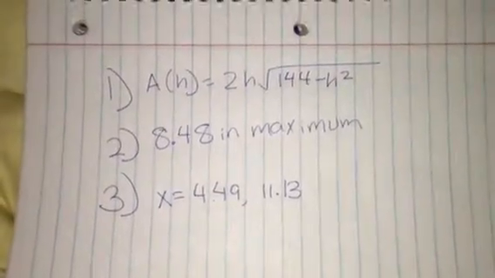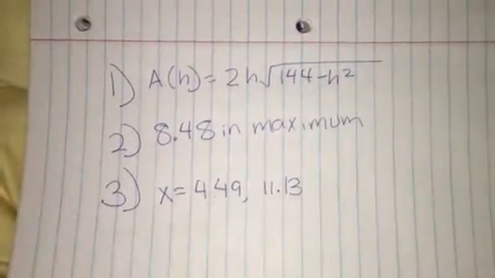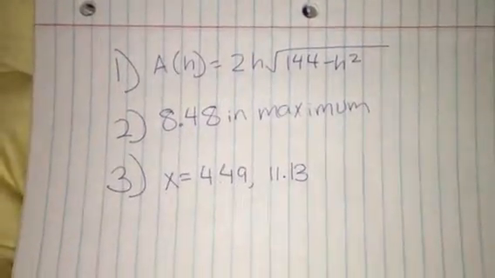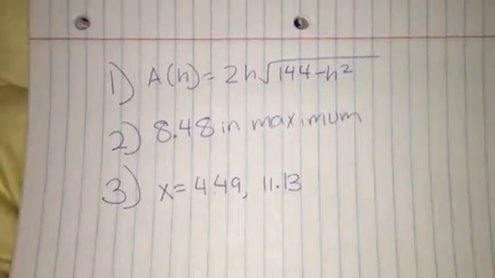And then number 3, between what values for the height will the area be greater than 100? And that is between 4.49 and 11.13 inches as the height.